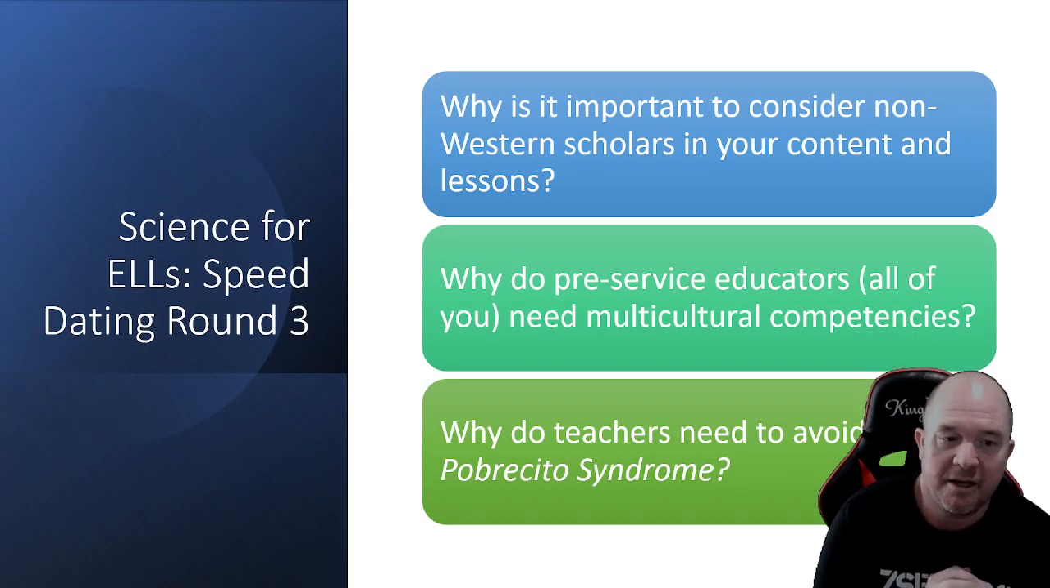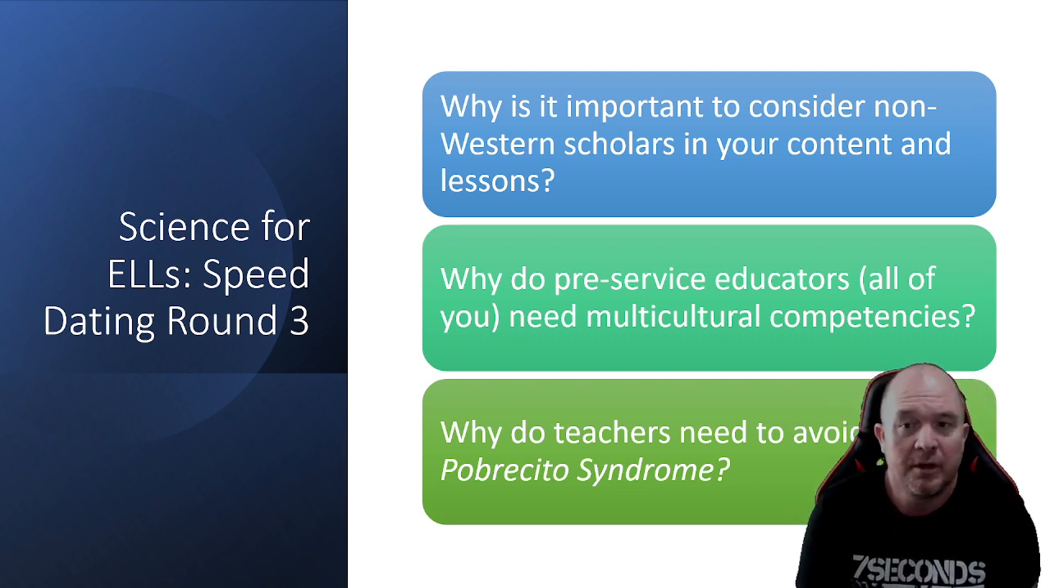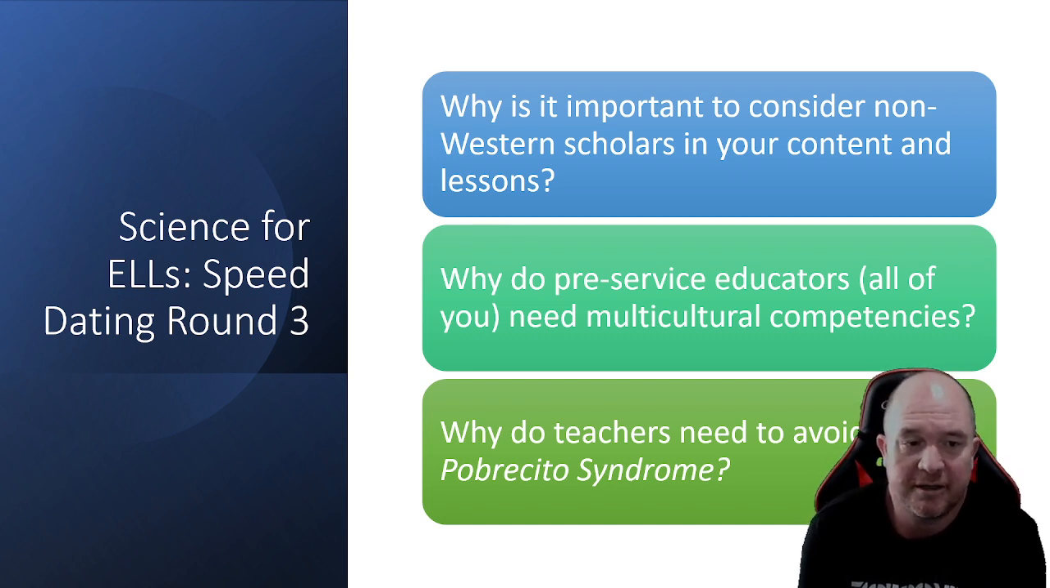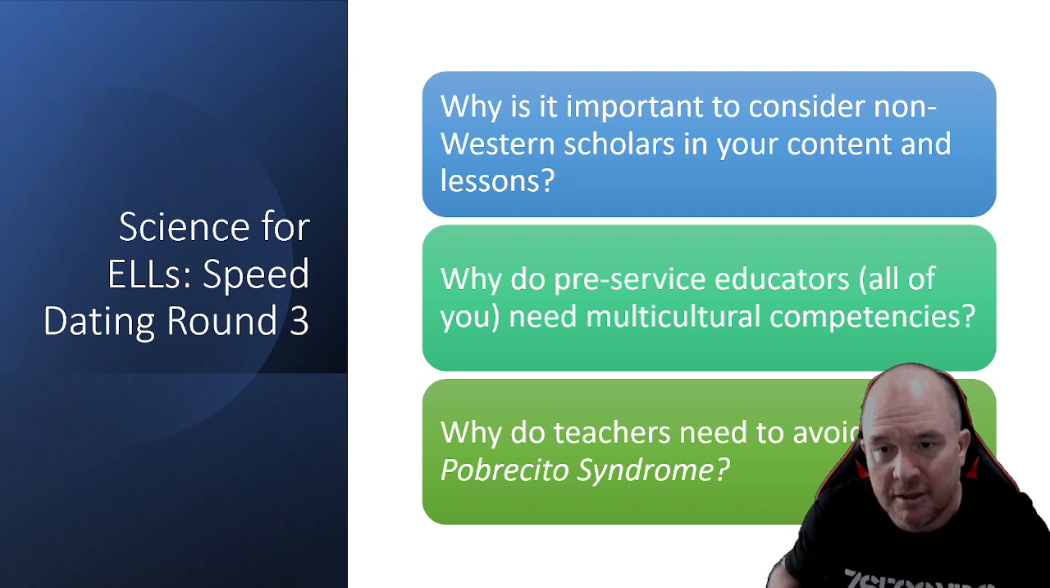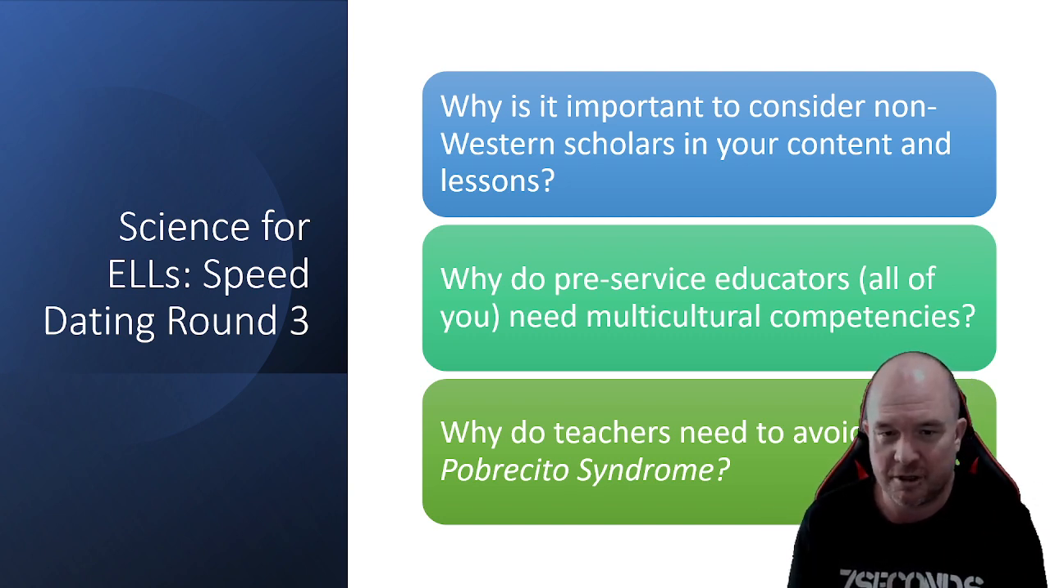All right, Science for ELLs, speed dating round 3. This is in the classroom. This will be the 3rd time we're moving around and meeting new people. This is your 3rd set of questions that I want you to think and write on, that connects to the Science for ELLs reading. I want you to think about: why is it important to consider non-Western scholars in your content and lessons?